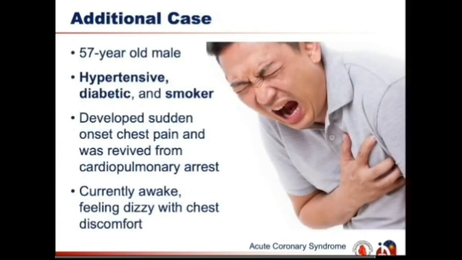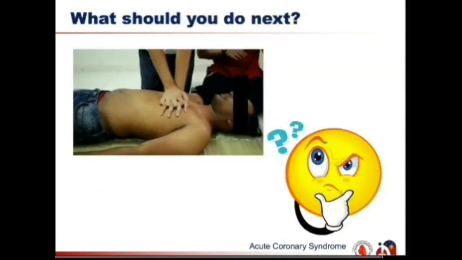Here is an additional case. A 57-year-old male who is hypertensive and diabetic suddenly developed chest pain and went into sudden cardiac arrest. He was fortunately revived and at the ER he is awake but dizzy and still complains of the same chest discomfort. What should be done in this case?